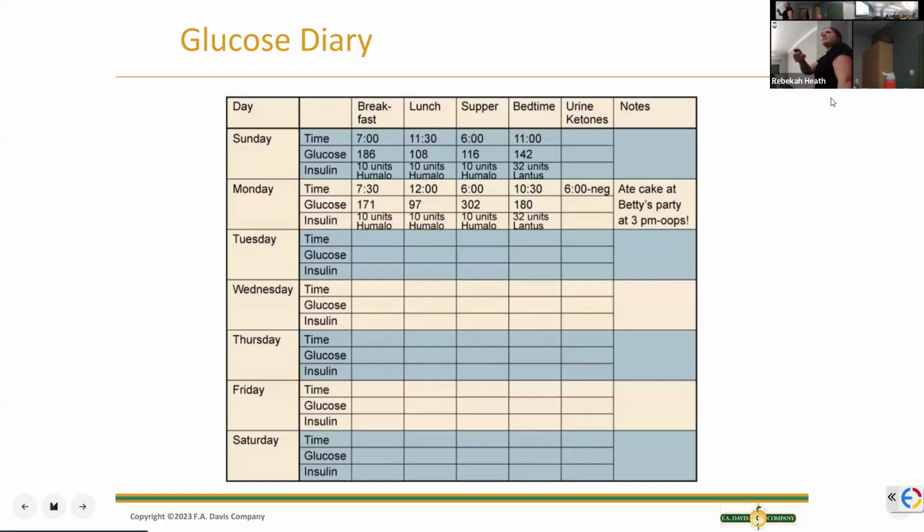It's really important. It's like, where was it here? She was 302 at 6 o'clock, but they wrote a little note, ate cake at Betty's party. Oops. Right? We still want our patients to be able to enjoy their life, and eating a slice of cake every once in a while is not going to be throwing them totally off, right? Because you can see she was back to 180 in the evening. We just want to make sure our patients aren't hanging out really high for a long time.